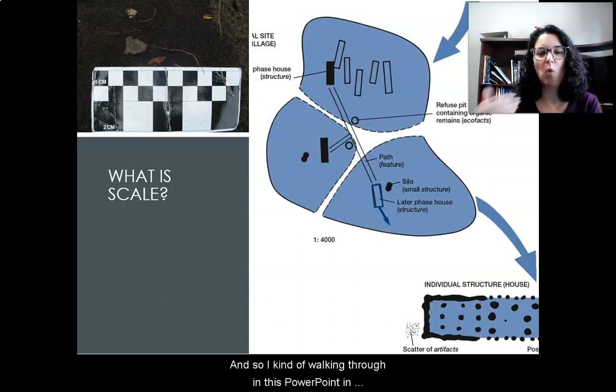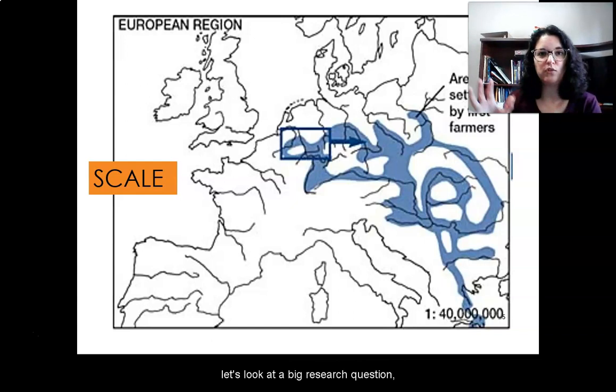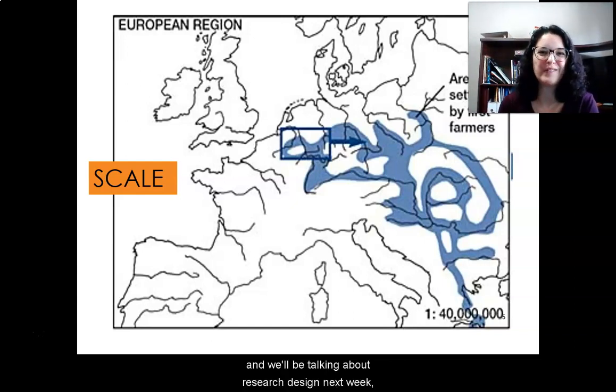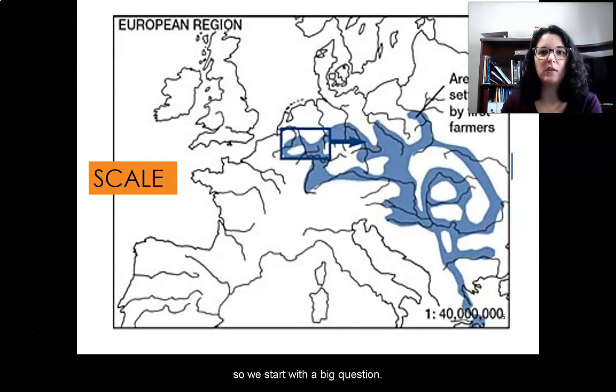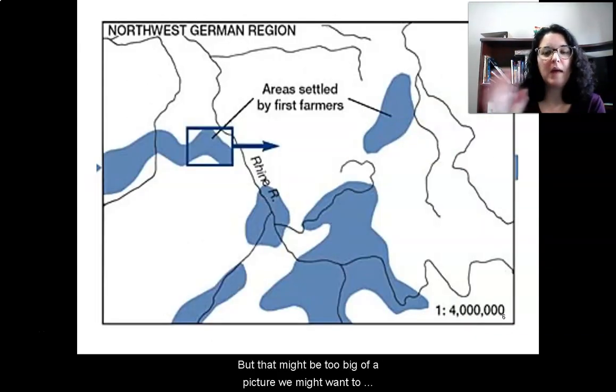I've walked you through this example in this PowerPoint, in the notes below, right? It begins with a big research question, and we'll be talking about research design next week. So if we start with a big question of scale, this one is asking about the first or the earliest settlement of Europe by farmers, okay? We can look at this from a European or a very broad regional scale. But that might be too big of a picture.